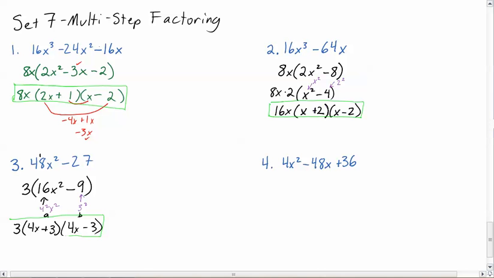There's nothing else. There's no more common factors. I can't break those up any further. That's it. Let's go on to number 4. Number 4, let's look for a common factor first. 4x squared, if I divide that by 4, I get x squared. If I divide 48 by 4, I get minus 12x. And if I divide 36 by 4, I get plus 9.